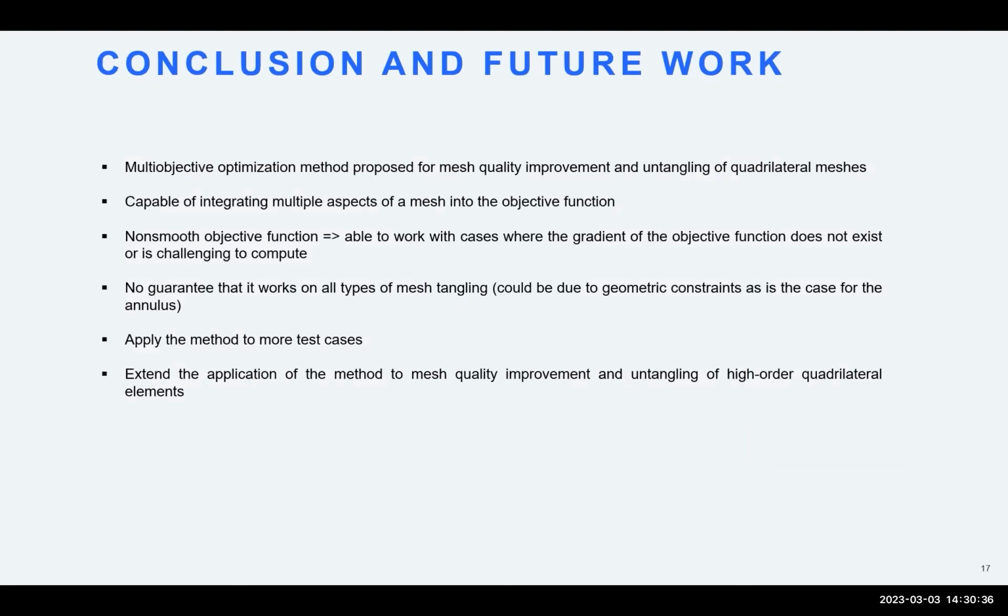So in conclusion, we proposed a multi-objective optimization method for quadrilateral meshes. It is capable of working with non-smooth objective functions, and you can integrate multiple aspects of a mesh into building this objective function. As future work, we want to test this method on more test cases to raise the level of confidence of the method. And also we want to extend the application to higher order elements, which are elements that have curved edges instead of straight edges.